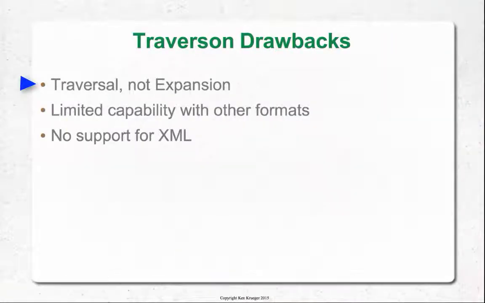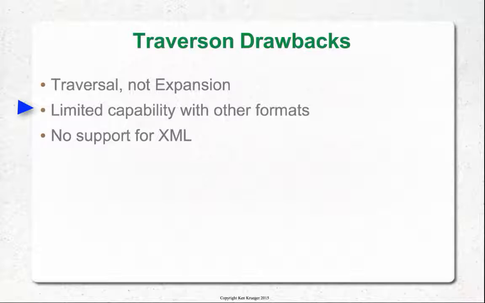Traverson is made to make it reasonably easy to traverse link after link after link to explore and find what you are looking for. But it isn't really what we need for resource expansion, sorry to say. For us, we would have to make one call to get the team, probably using the REST template or Feign anyway, and then another call to get the players and manually attach them. So it's not exactly what we need. Also, it has a limited capability for JSON formats other than HAL.